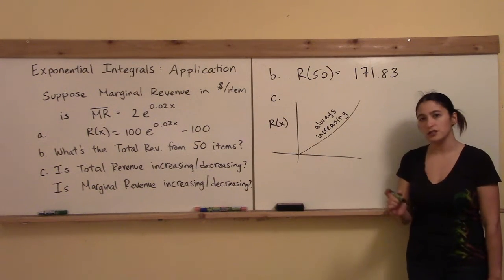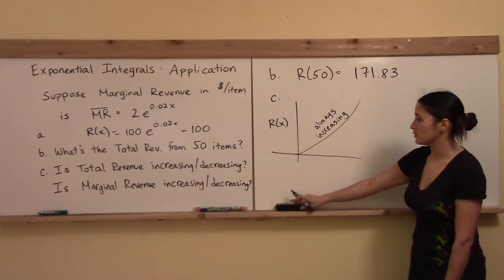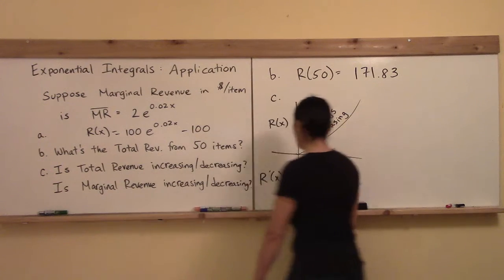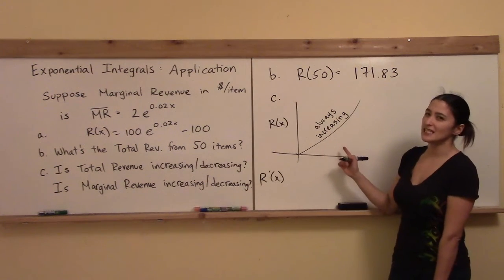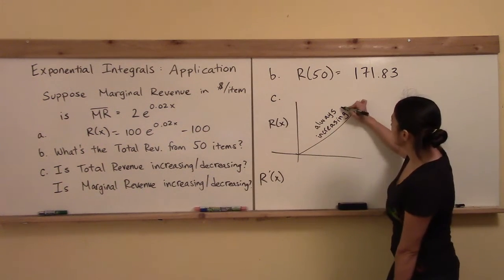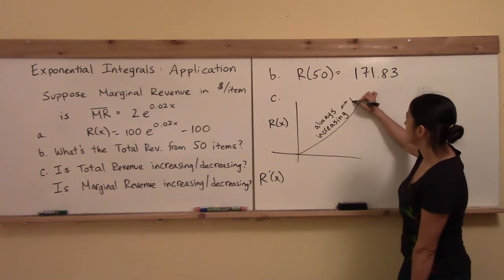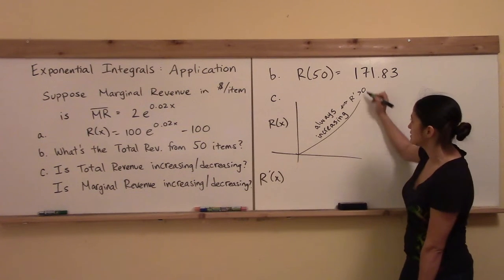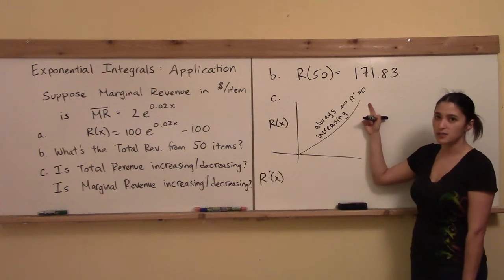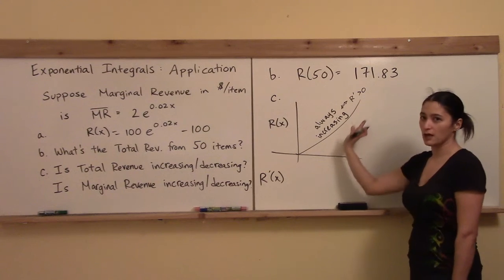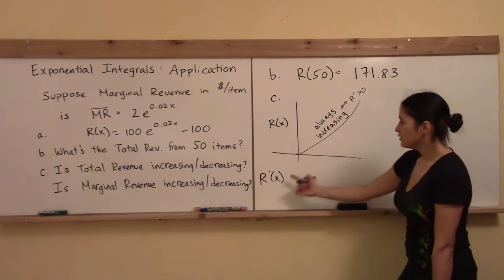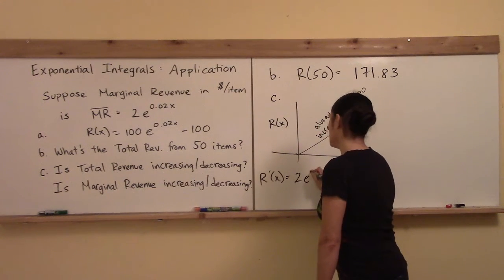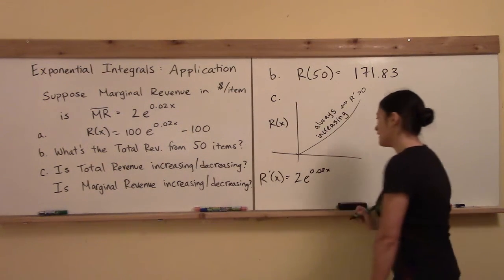The other way to confirm that r of x is always increasing is to look at its derivative, r prime of x. If r of x is indeed increasing, then what does that say about its derivative? That's synonymous to the fact that r prime is greater than 0, exactly. The derivative is positive because the slope of the tangent line is positive, it's always going up. The derivative is equal to 2 e to the 0.02x, just like that.